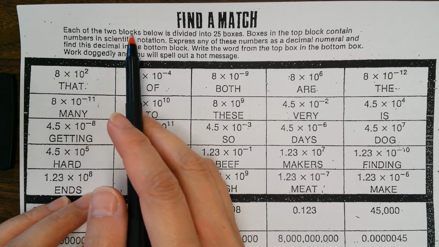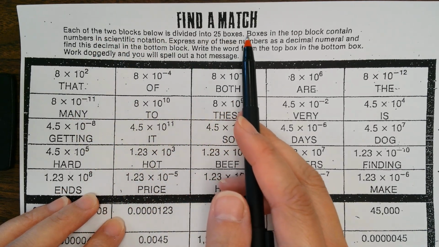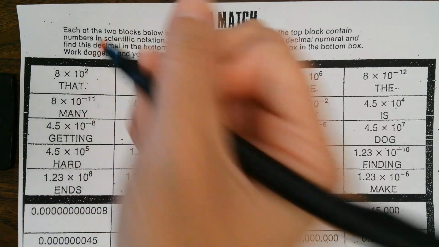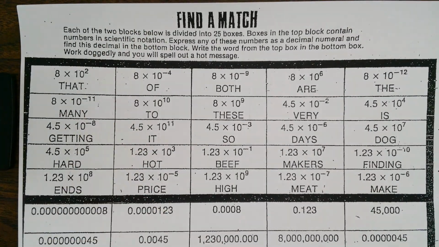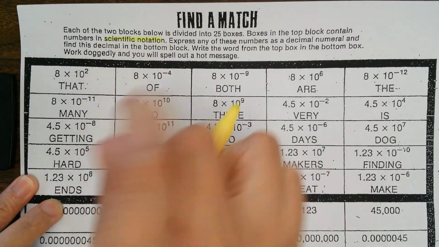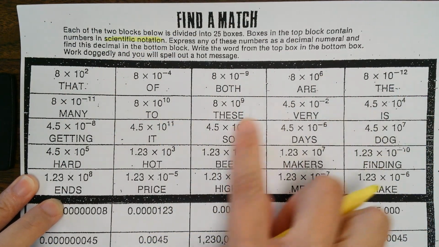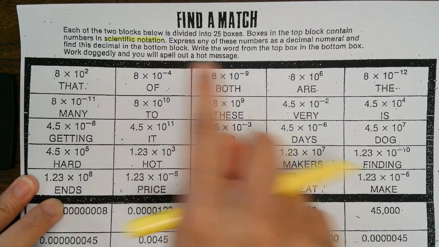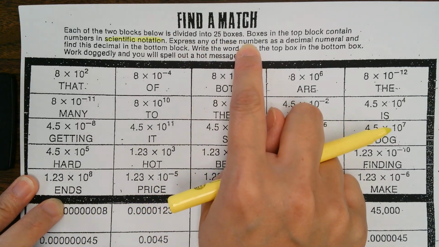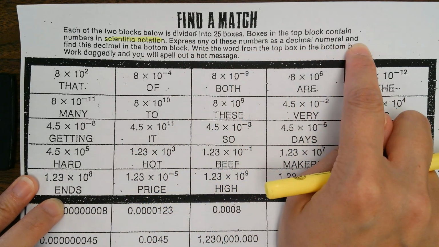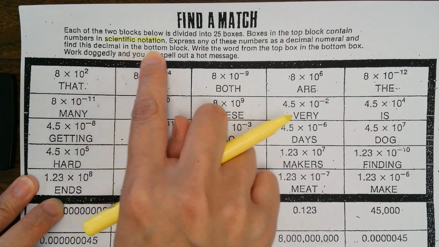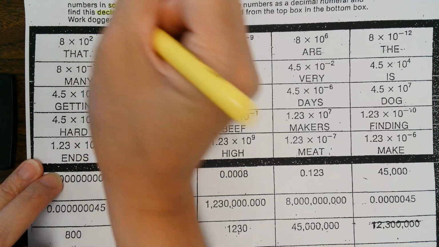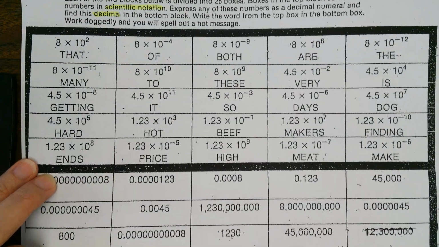Each of the two blocks below is divided into 25 boxes. Boxes in the top block contain numbers in scientific notation. These ones up here are scientific notations, all with a base of 10 to a positive or negative exponent. So that's what scientific notations are. Express any of these numbers as a decimal numeral and find the decimal in the bottom block. The bottom numbers right here are the decimal form if you were to expand it out.